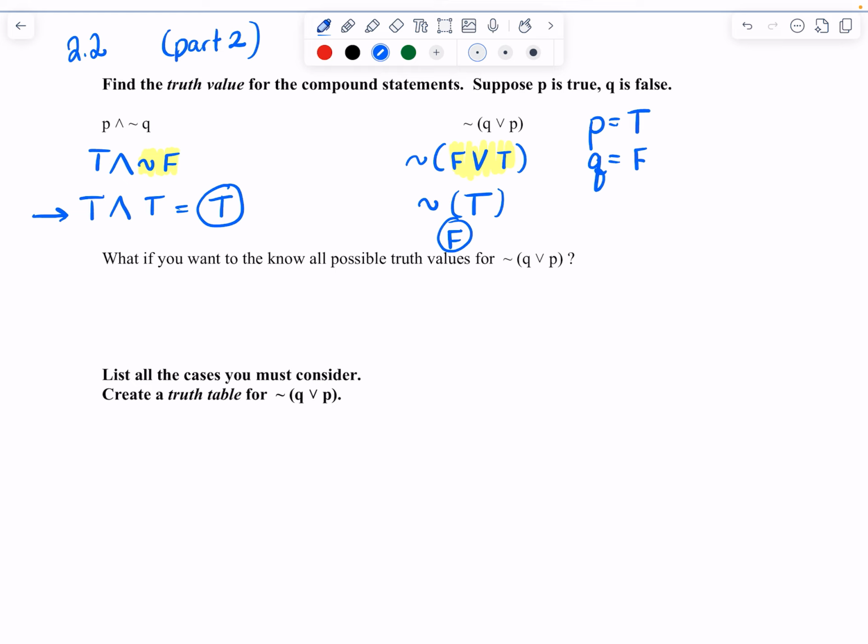So what if you want to know all the possible truth values for negation of P or Q? You would need to construct a truth table. That would give me all possibilities.